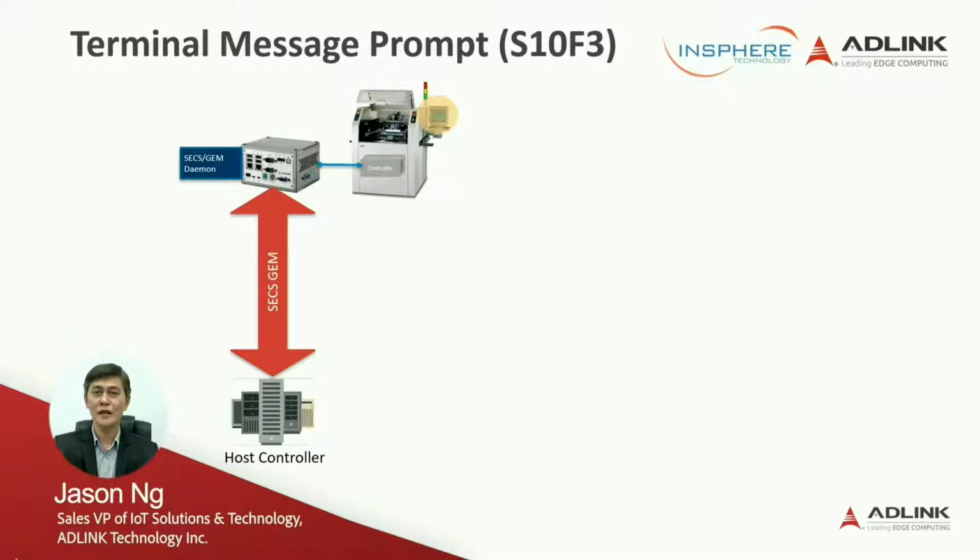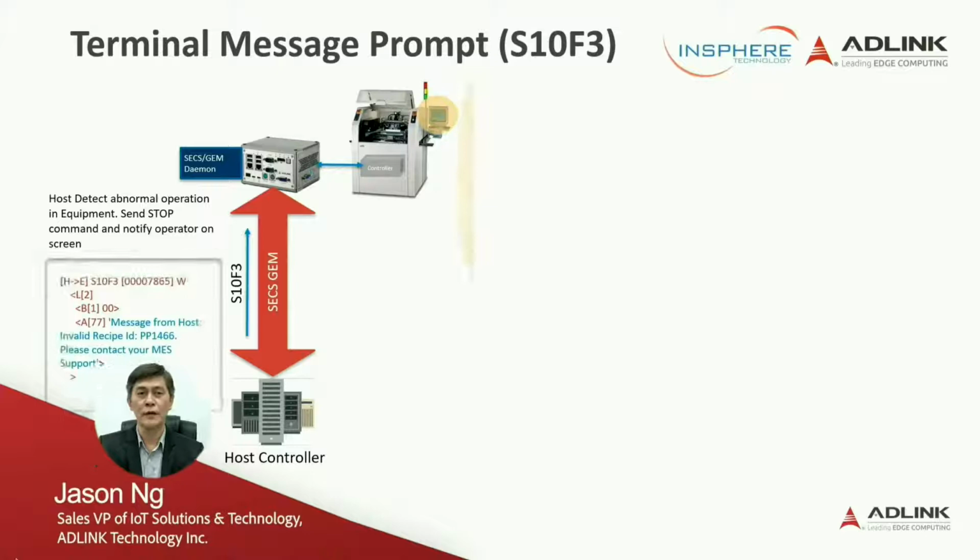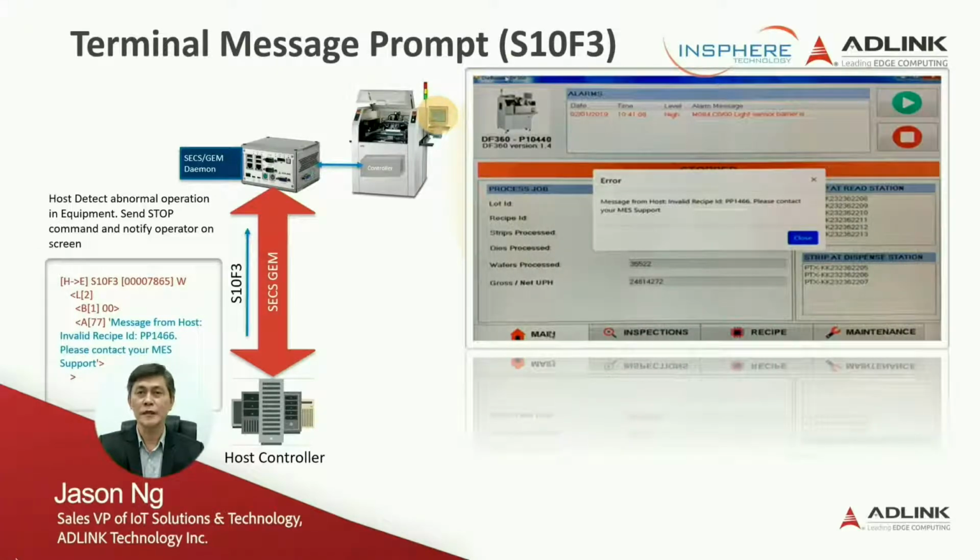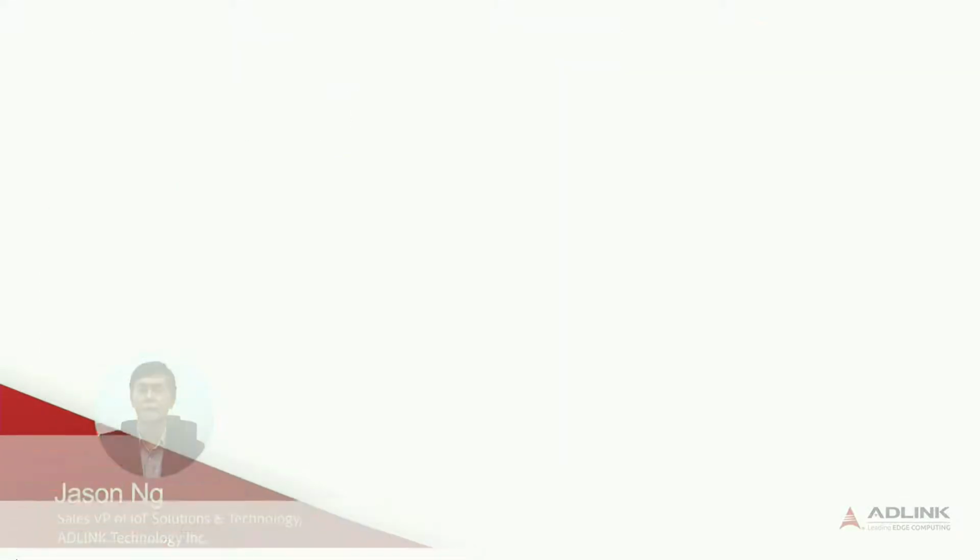The host controller can also send a terminal message to the display of the legacy machine to give instructions to the operator. Just like in this case, the host controller detected a wrong recipe loaded by the operator. It can then send a terminal message to the operator requesting the operator to stop the machine immediately.